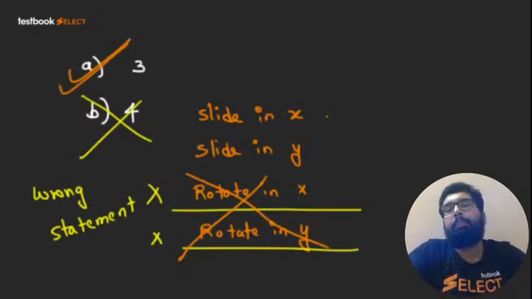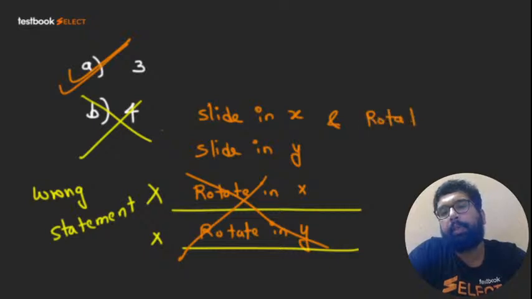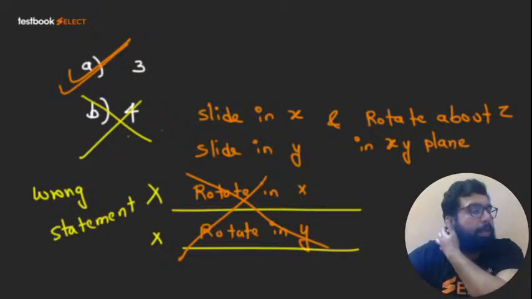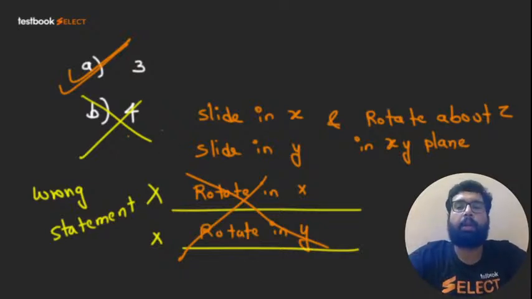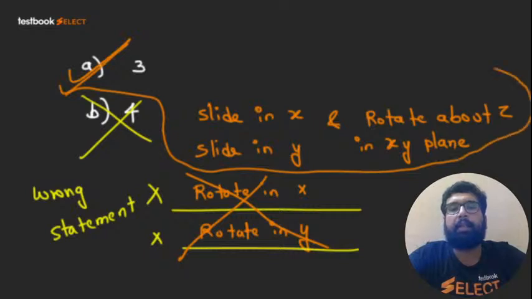Plus, along with this, it can rotate about z in xy plane. So it can rotate about z but in xy plane. Getting my point, beta or not? It is rotating in the direction. So what we can say, this is the thing, beta, this is the thing.